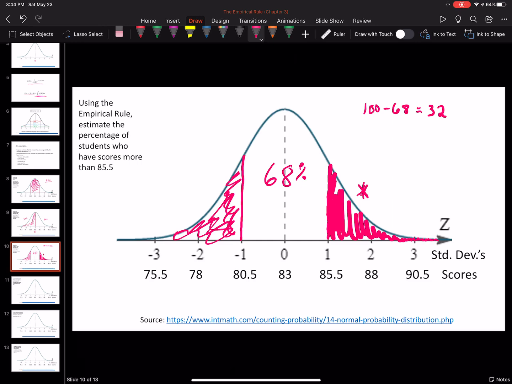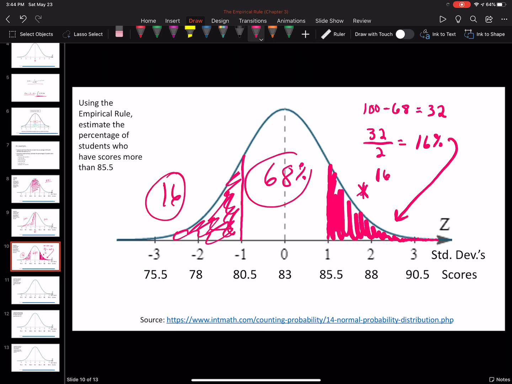Now, why is that important? What does the 32% tell us? It tells me that the area in both of the parts that I have shaded is 32%. Listen to how I said that: in both parts, on the right and the left. But I'm not worried about the left side. So what we have to do then is divide this by 2, since the areas are symmetrical. That gives me 16%, which is this area. So this is 16, and this is 16, and if you actually add up all three of these, you should get 100%.